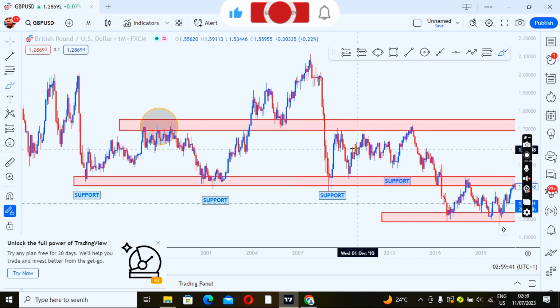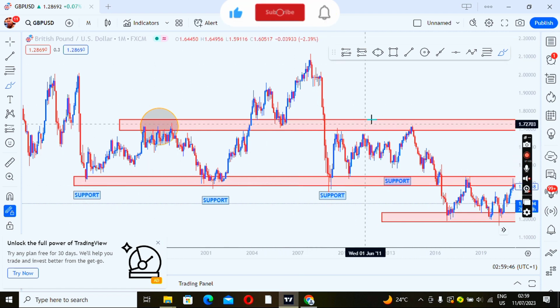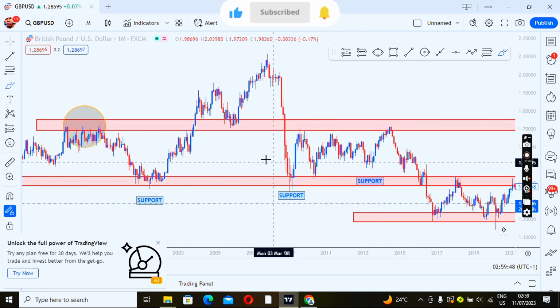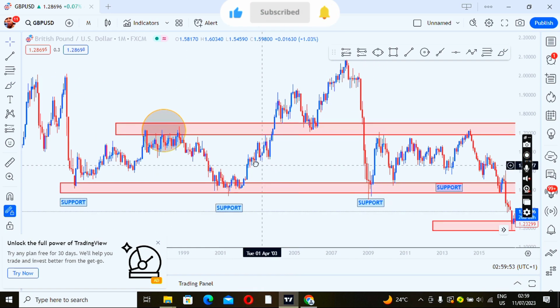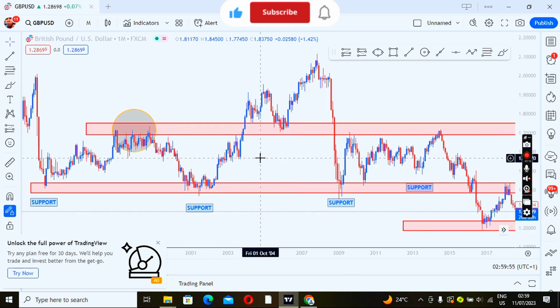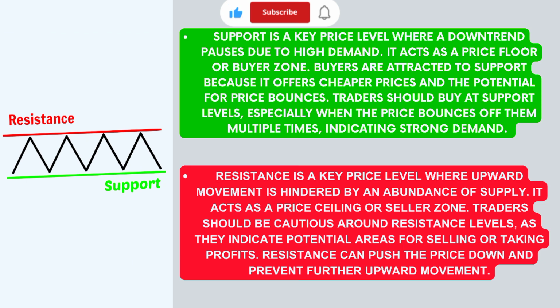Remember, support becomes more valid when the price bounces off it multiple times. So, keep a close eye on these levels and consider them in your trading strategies. Now, let's shift our focus to resistance, which is the direct opposite of support. While support levels push the price up, resistance levels prevent the price from rising further.